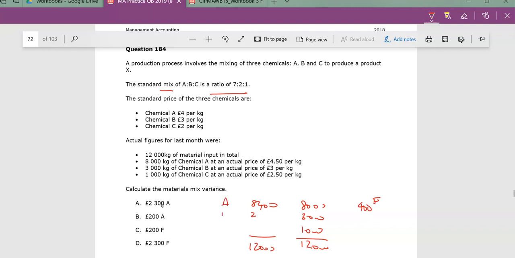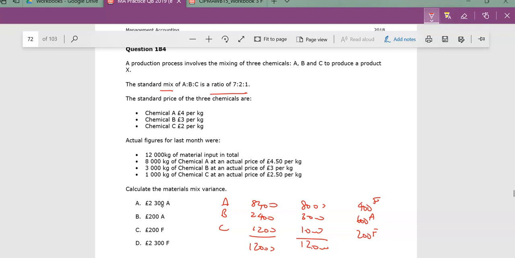For B, you should have used 2,400, 12,000 times 2 over 10. This is A, B, C. You should have used 2,400. You used 3,000, so that's 600 adverse, and the balance, therefore, 12,000 minus 8,400 minus 2,400 is 1,200. You should have used 1,200. You used 1,000, so that's 200 favorable.